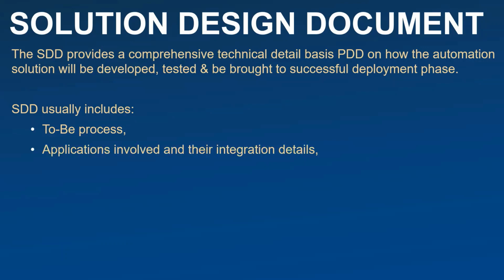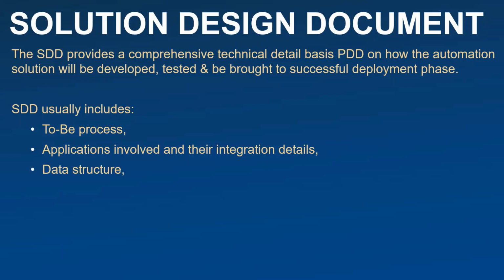Then the next one is your applications involved and their integration details. It also needs to be very clearly carved out what all applications are involved in your process, and other integrations, for example, a database. How it works, what the details of integration of the database with your application are, or the APIs if you are using them, everything needs to be mentioned clearly in your solution design document.